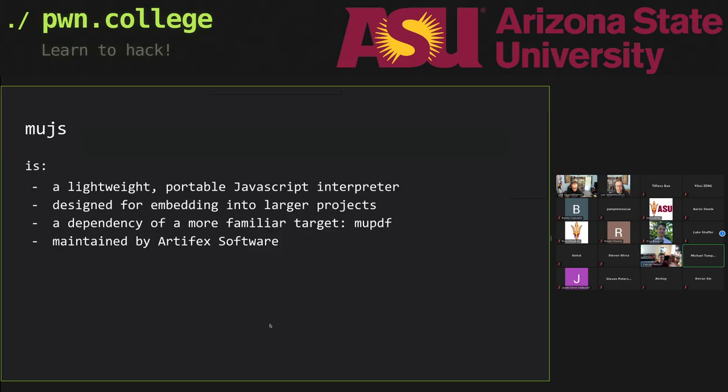So just a little bit of background before I dive straight into the fuzzer: MuJS is a lightweight and portable JavaScript interpreter. It's basically designed for simplicity. It's portable, and essentially the goal is to be able to take it and embed it into larger projects whenever you need this functionality, and it's maintained by Artifex Software.